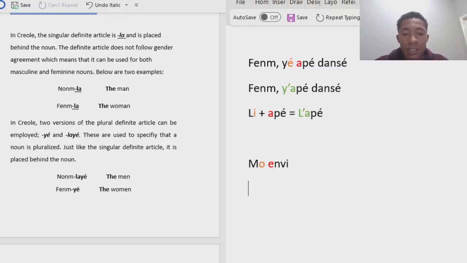However, if you have mo and ole, which is I want, these two do contract.